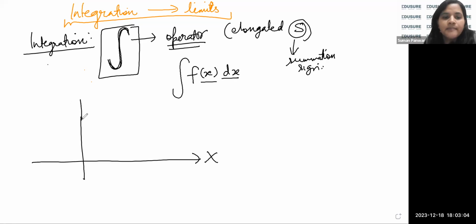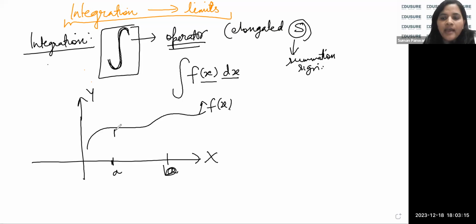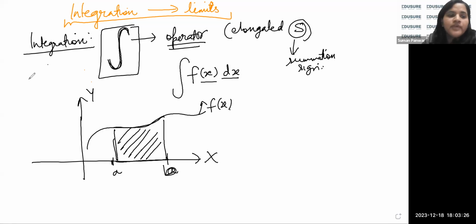Suppose this is the x-axis, this is the y-axis, and suppose this is my curve f(x). Now suppose this is the point A and this is the point B. I try to look at the area bounded by this curve and the x-axis. So this is the shaded region. Now, if I want to calculate the area, I divide this into rectangles. So the width of each rectangle is dx and the height is f(x).